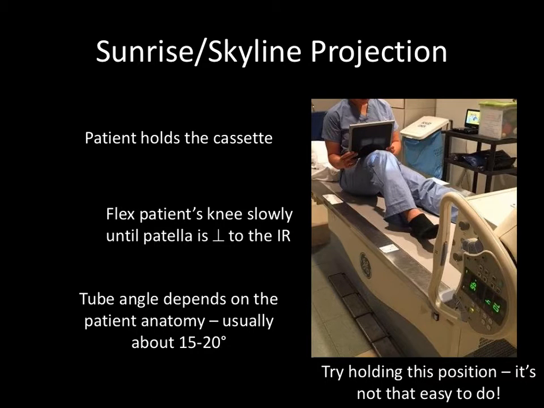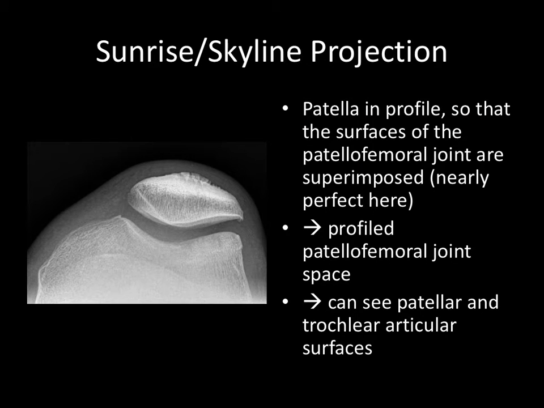For the sunrise view, the patient holds the cassette and bends their knee until the patella is perpendicular to the imaging plate. The tube angle depends on the patient's anatomy, but is usually anywhere between 0 and 15 degrees. This can be very difficult for the patients to do. On this view, we see the patellofemoral joint space and the trochlea articular surface.